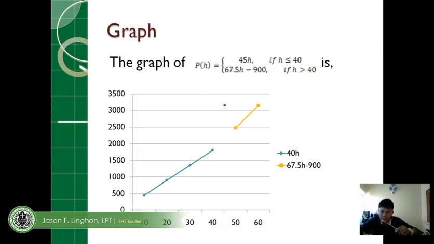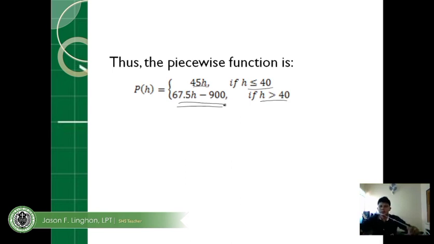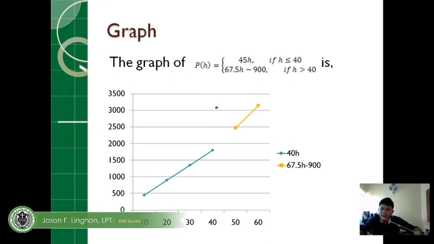Okay. So, ang gagawin lang, gagawa lang kayo ng table of values sa kada isa. Sa kada isa dito na equation. And then, after that, you will graph your table of values. Okay? So, this is the graph of 45h, yung blue. And then, yung yellow naman represents 67.5h minus 900.